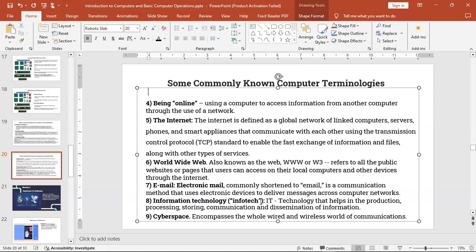Information technology. Okay, we already saw this. Okay, cyberspace. What is cyberspace? It encompasses the whole wired and wireless world of communication. So both wired and wireless, that's what we call cyberspace. We all are in cyberspace.